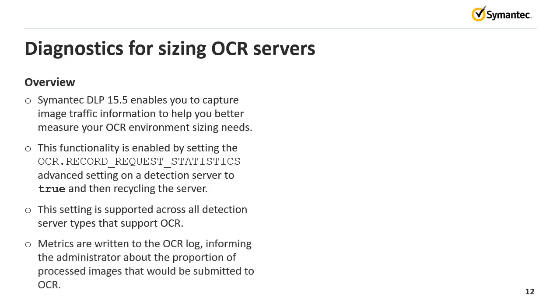When the OCR Record Request Statistics setting is enabled on a detection server, the server starts collecting metrics on images that it encounters that are suitable for OCR submission. These metrics, which are written to the OCR log, inform the administrator about the proportion of processed images that would be submitted to OCR.